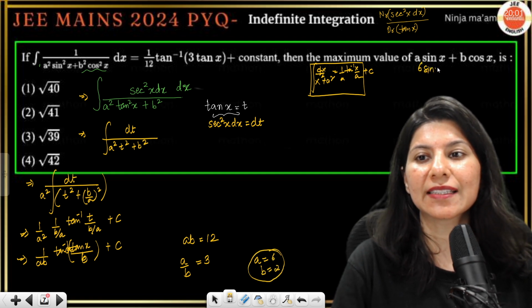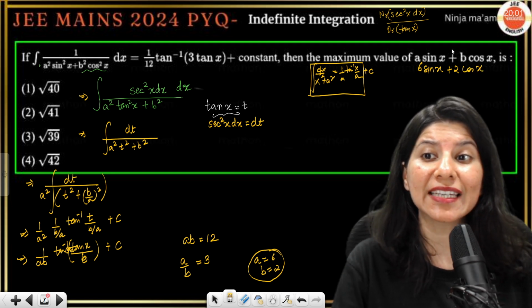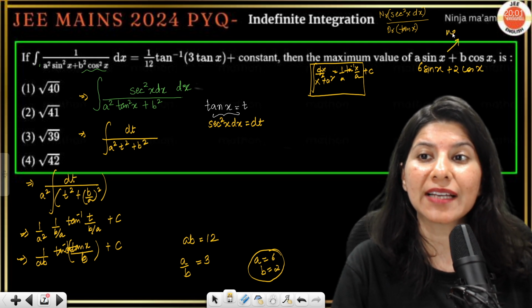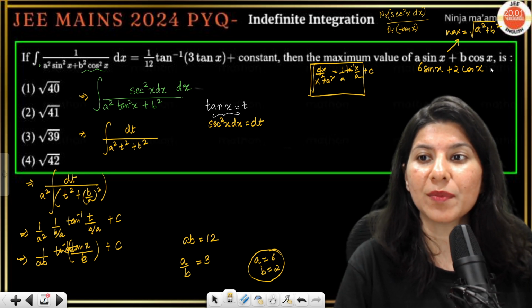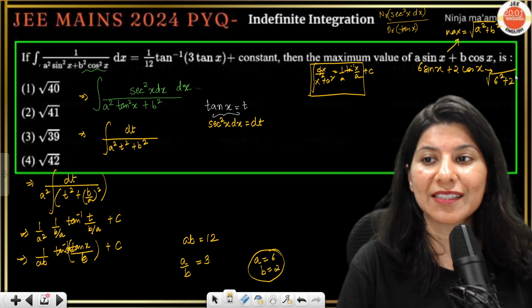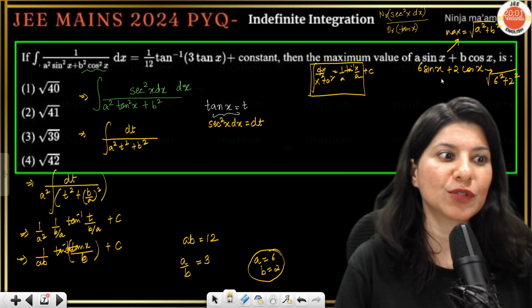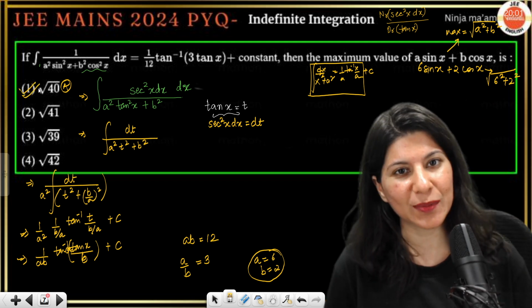So 6 sin x plus 2 cos x. Now the maximum value of A sin x plus B cos x, you know the formula, is square root of A square plus B square. So from here, the maximum value will be square root of 6 square plus 2 square, 36 plus 4, which is root 40. Option A, or option 1 you can say, is absolutely right.